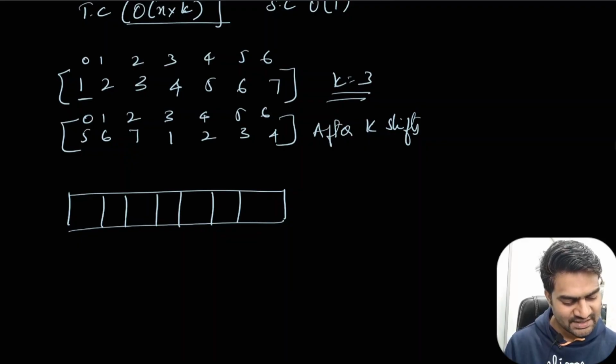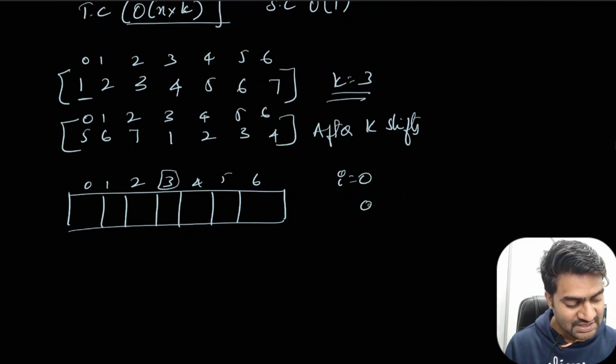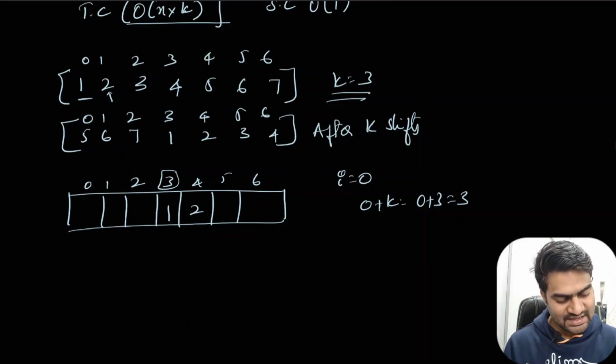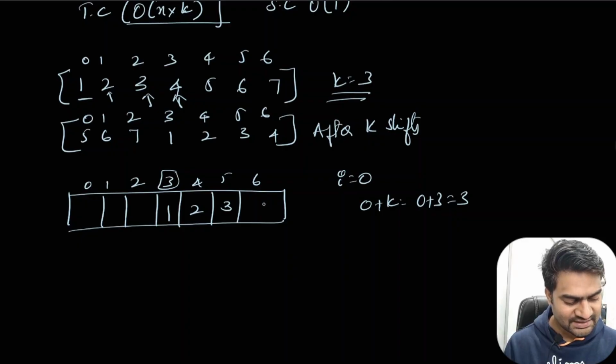So if that is the case, then in the resultant array, I need to store it at 0, 1, 2, 3, 4, 5, 6. I need to store it at 3. Correct, right? So I starts at 0, but I will copy it at 0 plus k, which is 0 plus 3 equal to 3. So I will do that. I'll keep that here. Next, I'll move to next index, the next number. Then I'll place it at the next index. So 2 will come and sit here. Next, 3 will come and sit at 5th index. Next, 4 will come and sit at 6th index.